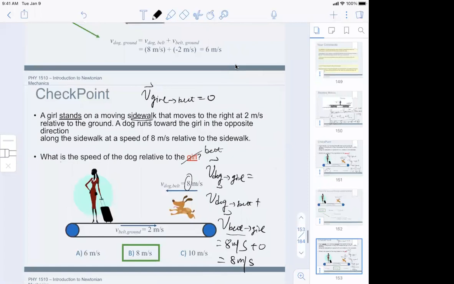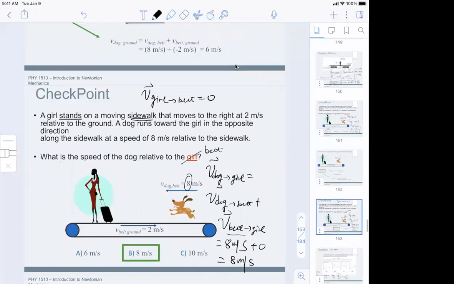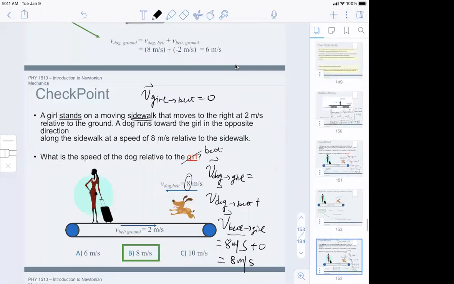Okay, so any questions on the checkpoint before we move on to the next question? Any questions on how to use V A relative to C equals V relative to B plus B to C? Is that clear? The only thing with the addition that you need to be careful about is the direction. Just be careful with which way these velocities are pointing.